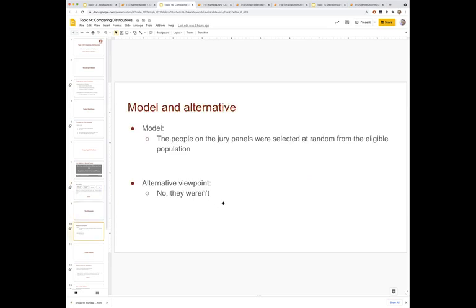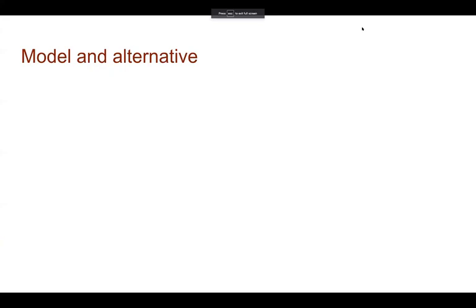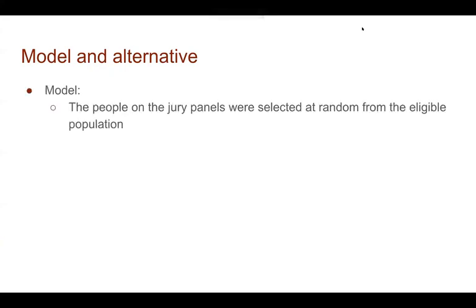And so the model that we can construct is that the jury panel was selected at random from the eligible population. Okay, so the distribution that you see, the observed distribution of panels, was due entirely to chance. Okay, so that is one model that we can have.